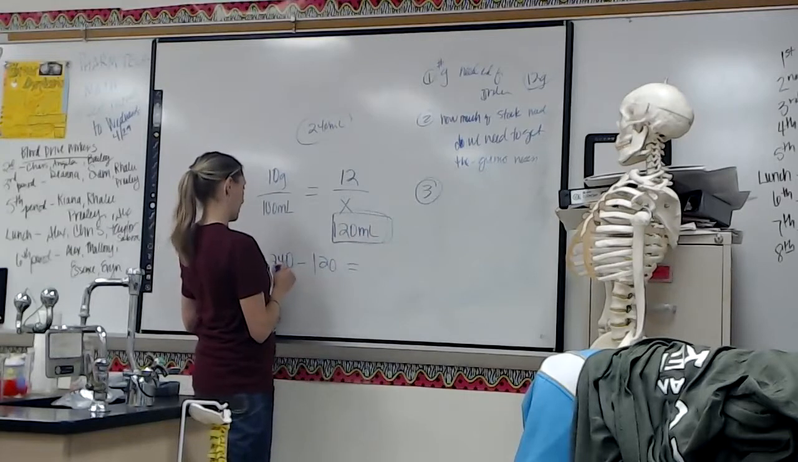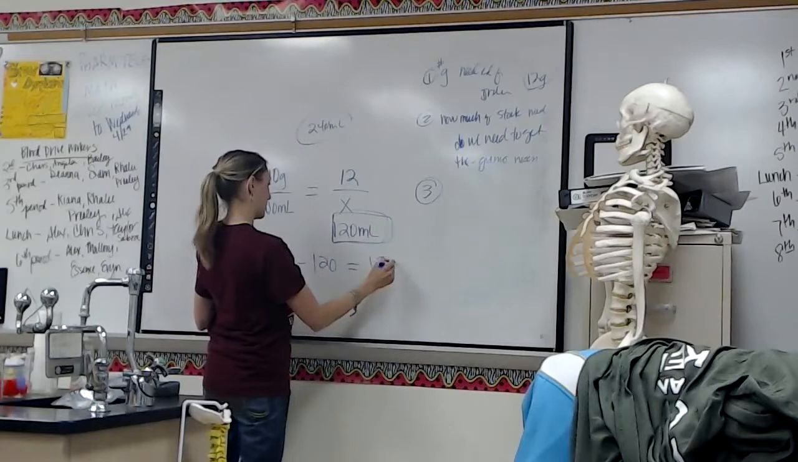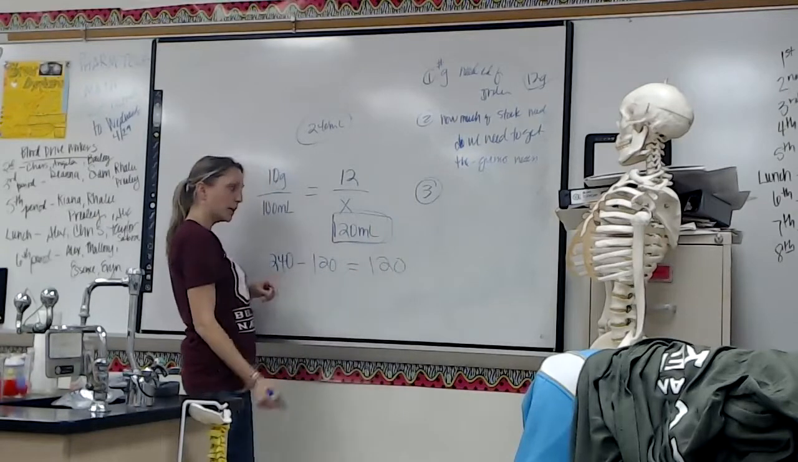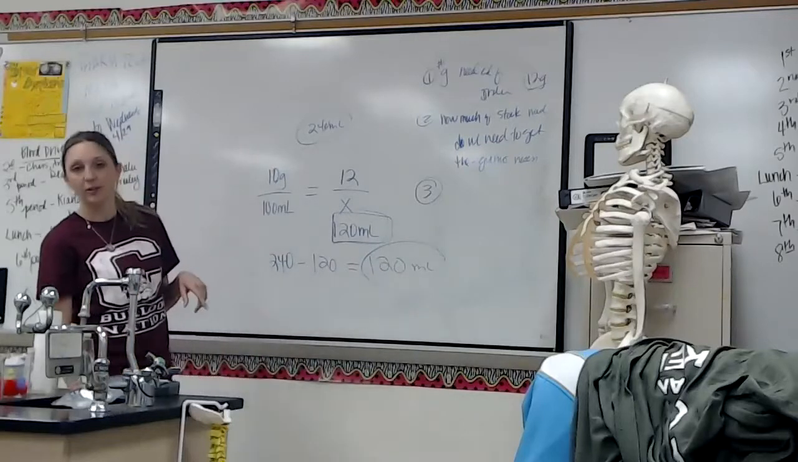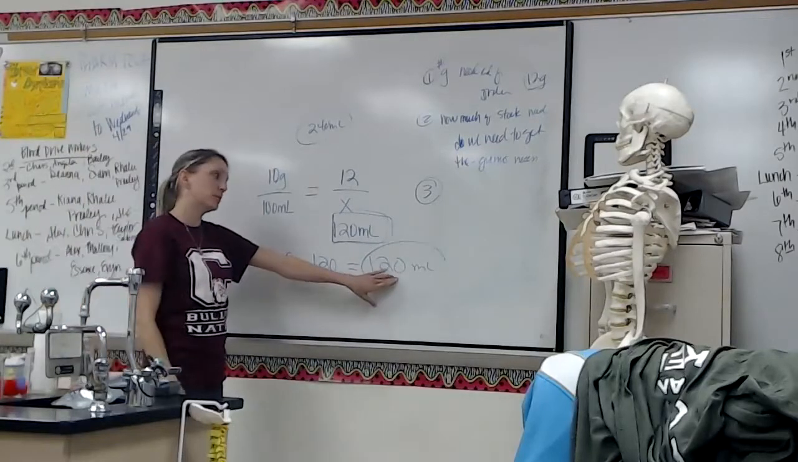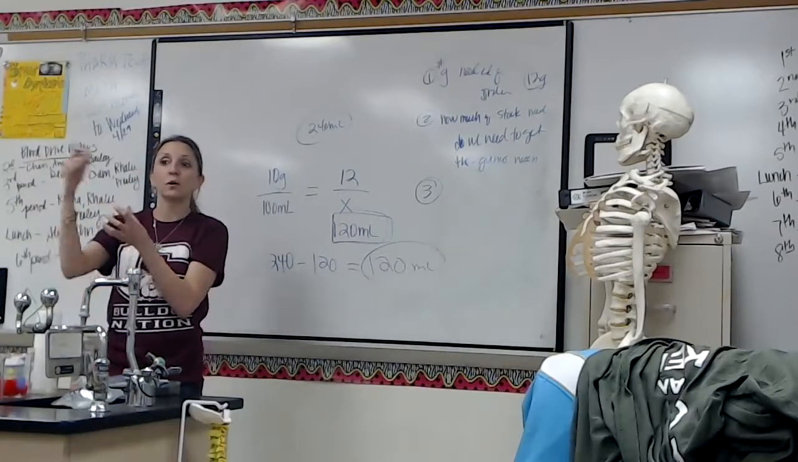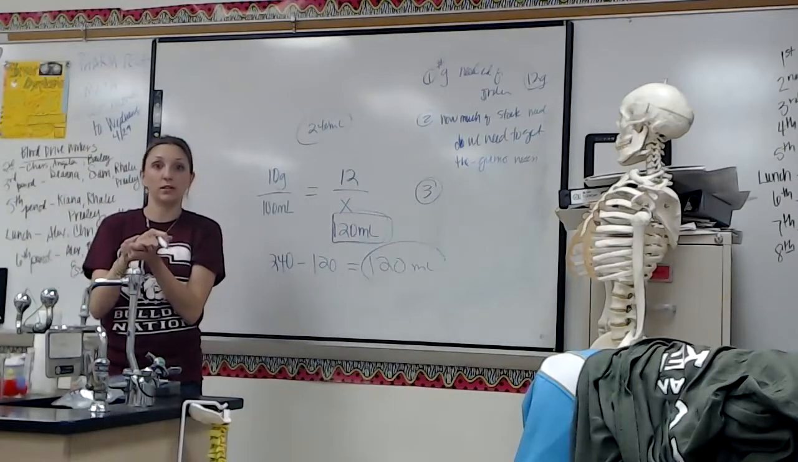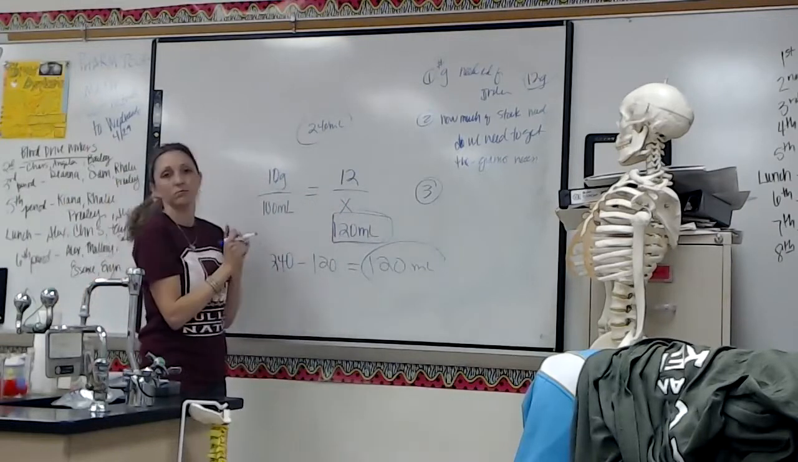now we've got 120 milliliters. I guess we could have figured this one out. But anyways, 120 milliliters of our base, whatever we're diluting it with. If I'm using water, I'm going to dilute this together.